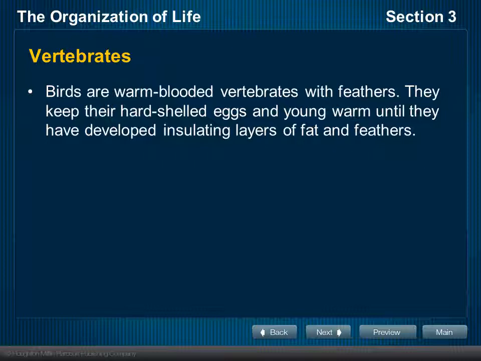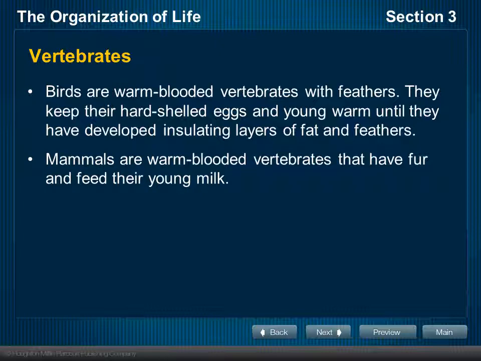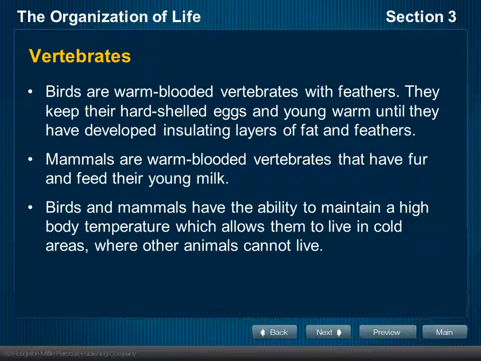When we talk about birds, we see that birds are warm-blooded. And they have feathers. That's a unique feature. They have hard-shelled eggs. And they keep their eggs and their young warm until they develop their insulating layers of fat in their feathers. We see mammals are warm-blooded, and they have fur, and they feed their young milk. And one of the things about being warm-blooded here is that birds and mammals have the ability to maintain their body temperature, which allows them to live in cold areas where other animals cannot.